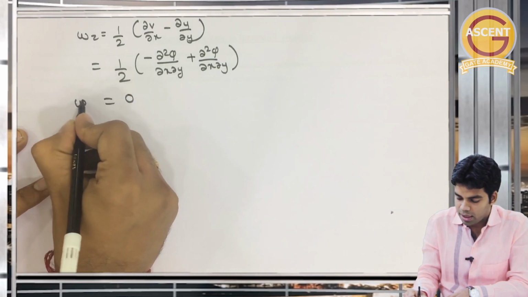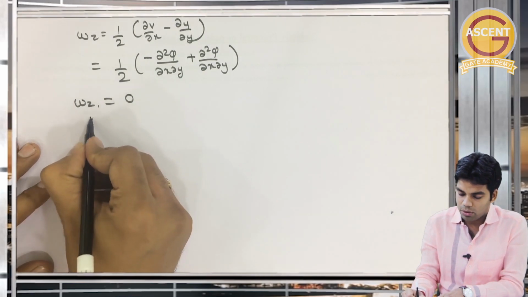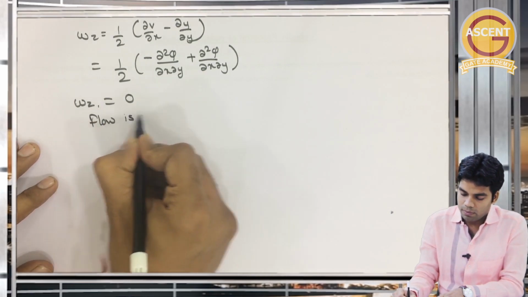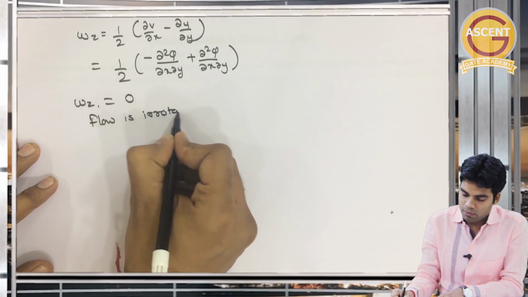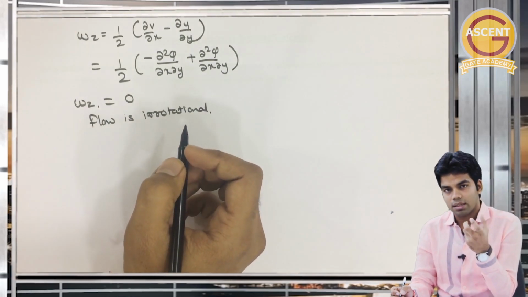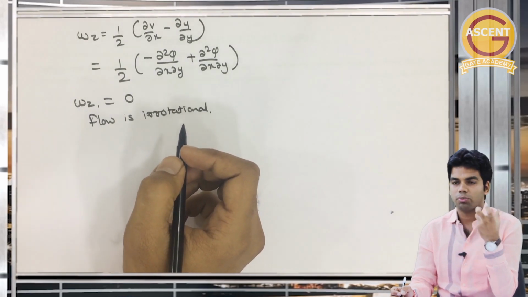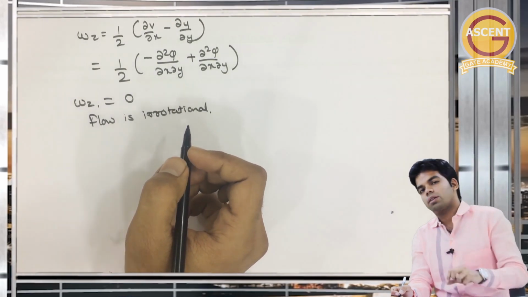That means omega z is equal to 0, and omega z is equal to 0 means the flow is irrotational. Very important thing: if a velocity potential exists in a particular flow, that means that the flow is irrotational. Velocity potential exists in irrotational flow only.